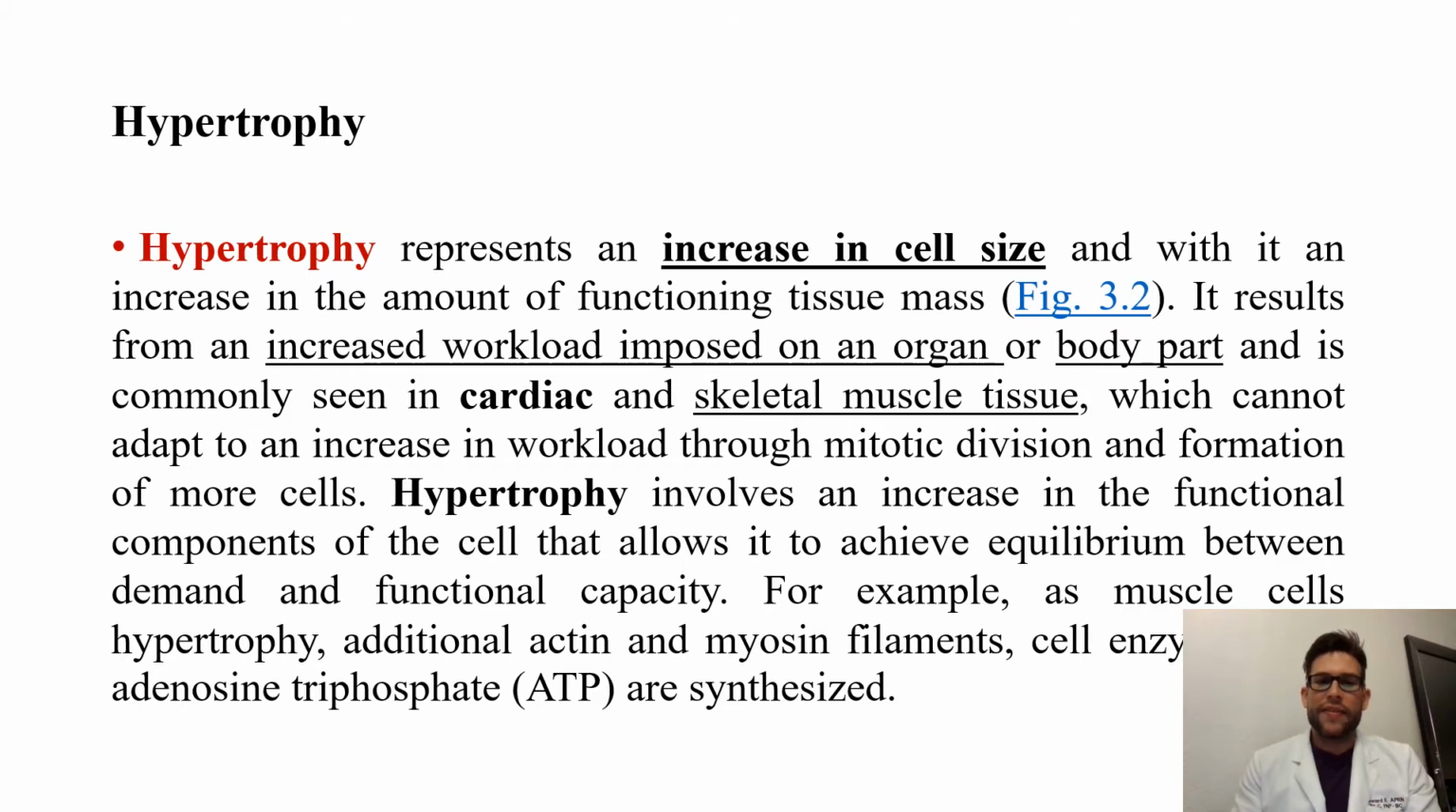Hypertrophy represents an increase in the cell size. In other words, it means that the cells increase in size. And with an increase in the amount of functioning tissue, it results from an increased workload imposed on an organ or a body part, like the one commonly seen in cardiac and skeletal muscle tissue. Now, hypertrophy also involves an increase in the functional component of the cells, and this allows the cell to achieve equilibrium between demand and functional capacity.